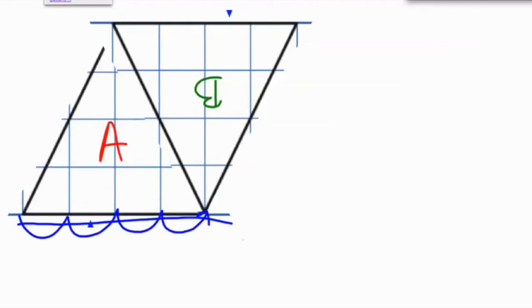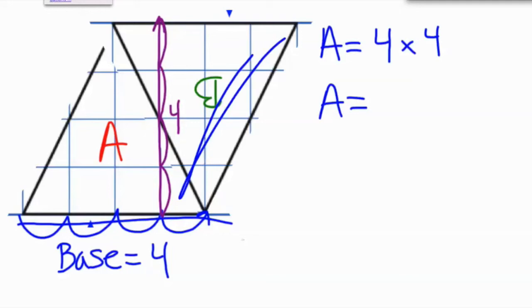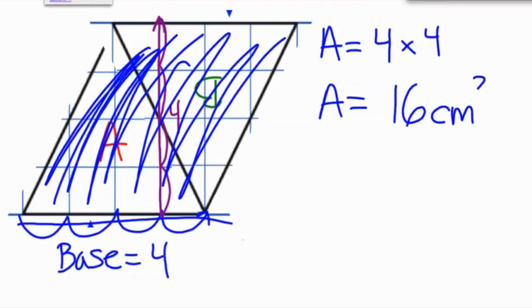Now I first find my base. My base appears to be 4 units long, and my height of the parallelogram seems to also be 4. 1, 2, 3, 4. My height is 4. So again, the area of a parallelogram can be found by multiplying the base times the height, and our base is 4 and our height is 4, so the area of our parallelogram is 16. The area of the entire parallelogram is 16 square centimeters.